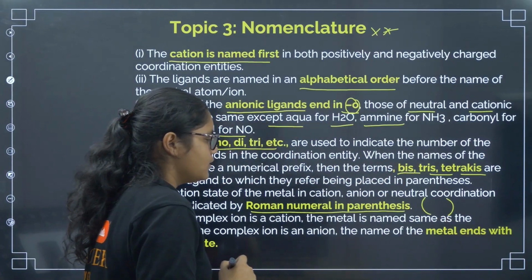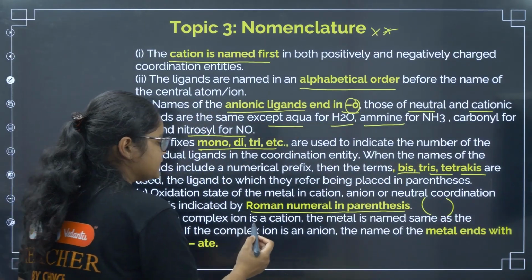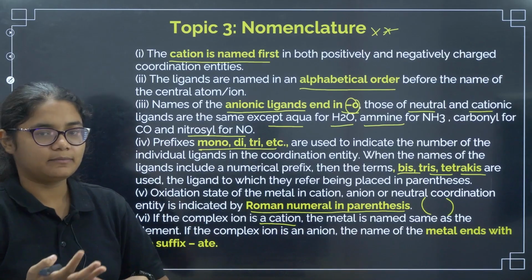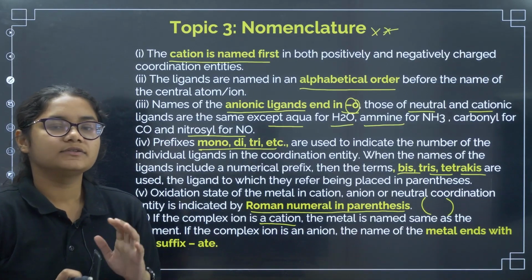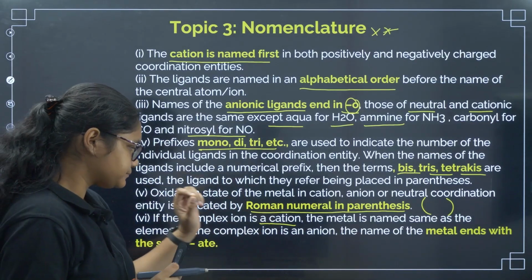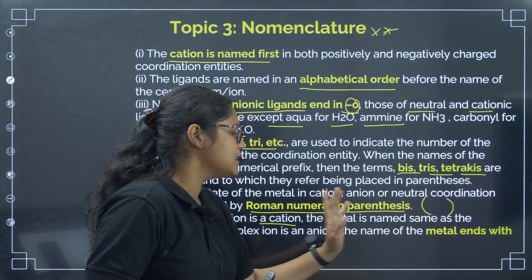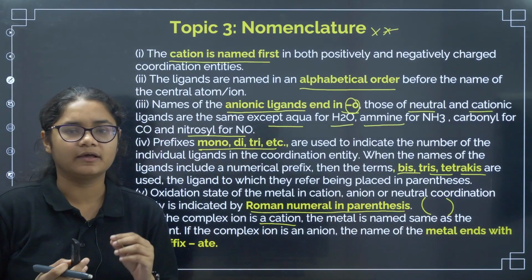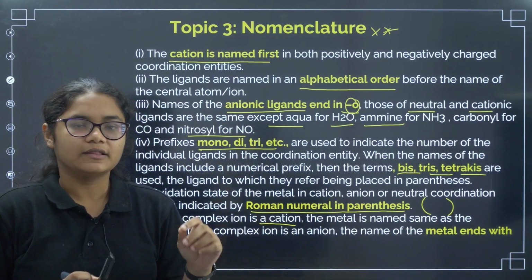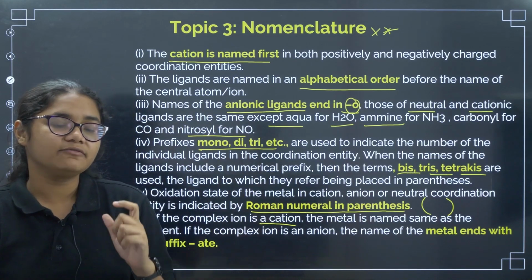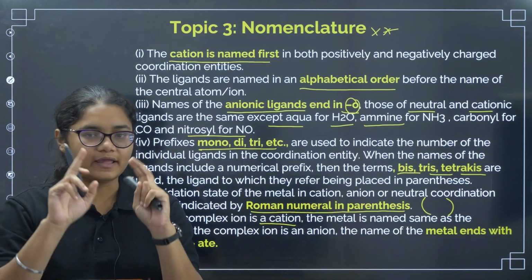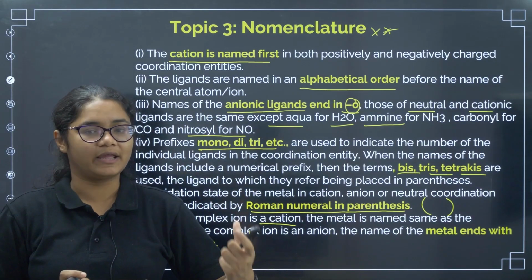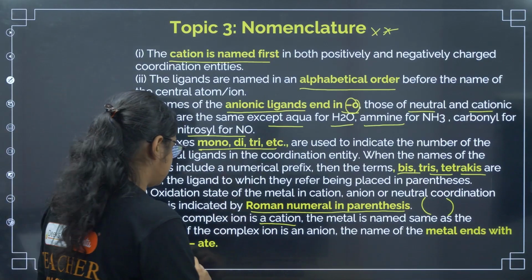Like this bracket. Next, if the complex is a cation, and I told you a complex can be a cation or an anion, then the metal is named the same as the element. For example, if the metal is iron, it will be iron. If the metal is cobalt, it will be cobalt. But if the complex is an anion, the anion part is the complex, then the metal name should end with ate. That is very important.